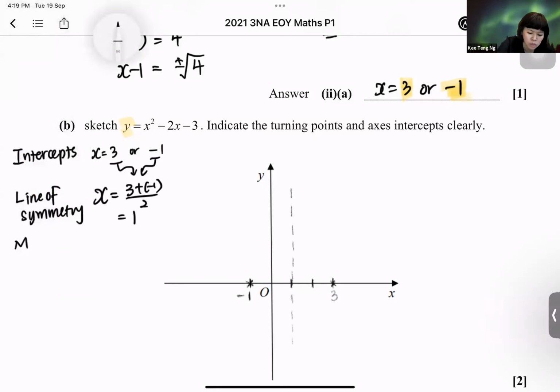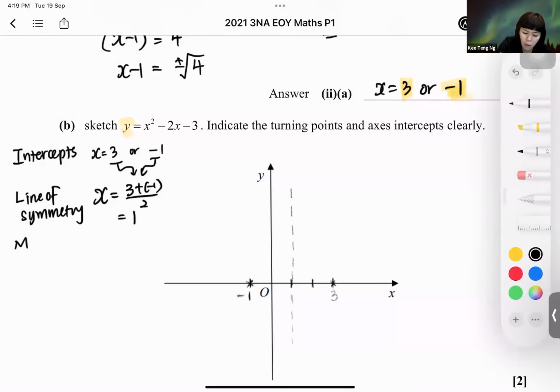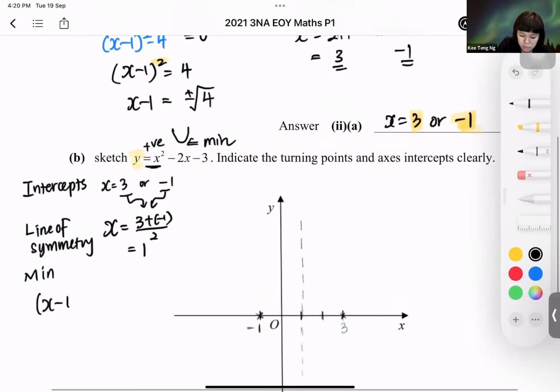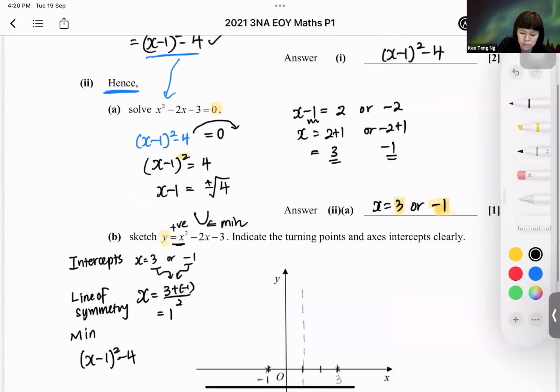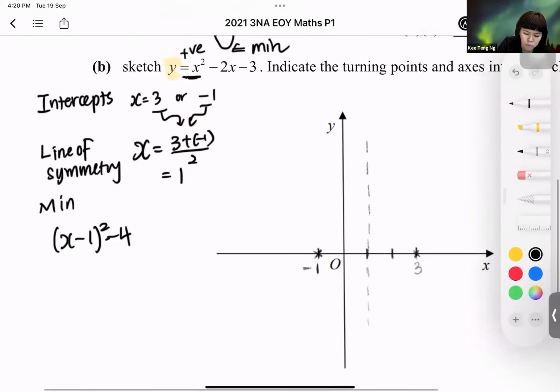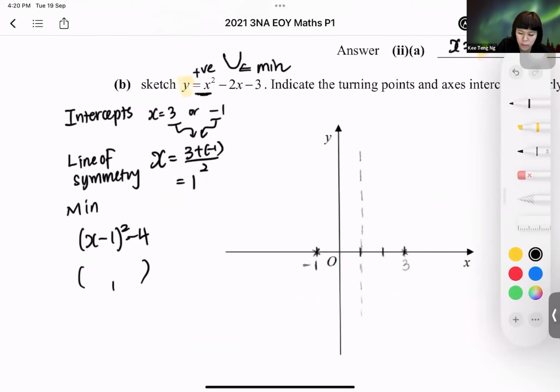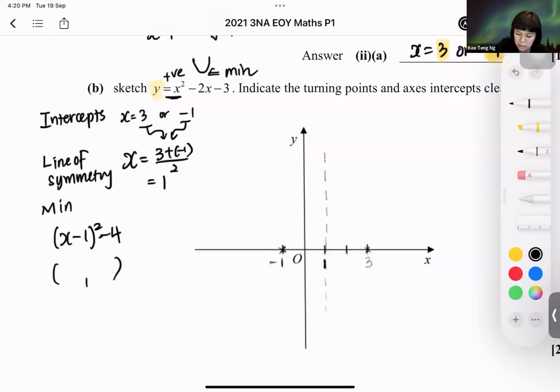Then last but not least, we read our turning point, our maximum or minimum. Look at the case here. This one is positive, so it's a smiley face. Smiley face, this one will be a minimum point. Okay, minimum point. And we have x minus 1, whole thing square, -4. Right? This is our original expression. So what is the smallest value? Where will it be?